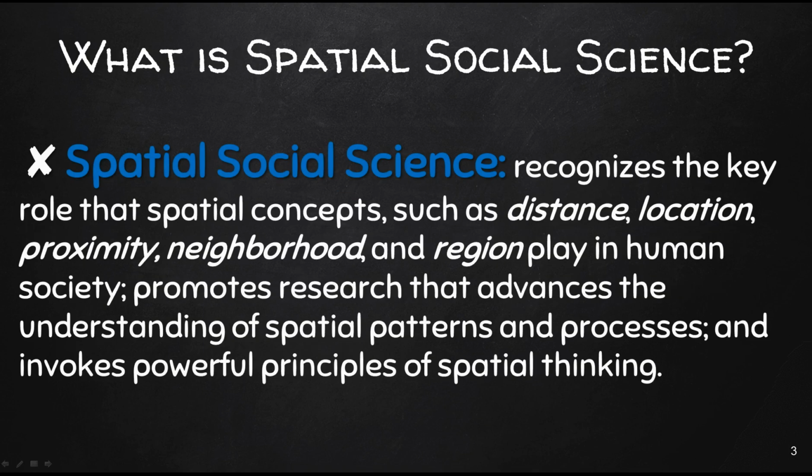So spatial social science recognizes the key role that spatial concepts such as distance, location, proximity, neighborhood, and region play in human society. It promotes research that advances the understanding of spatial patterns and processes and invokes powerful principles of spatial thinking. So these are all things that we've talked about in this class up to this point.